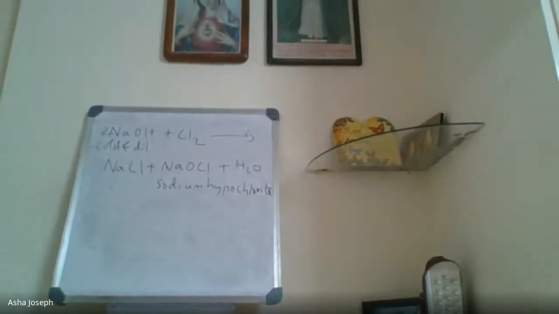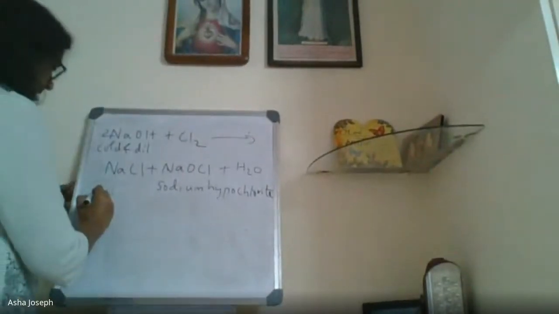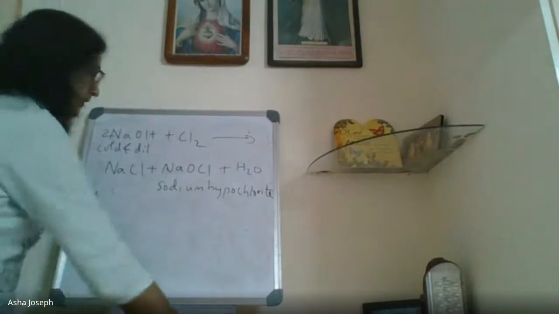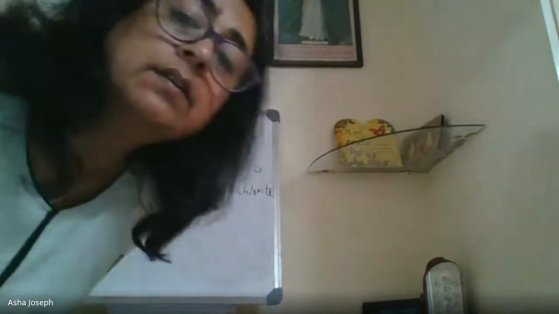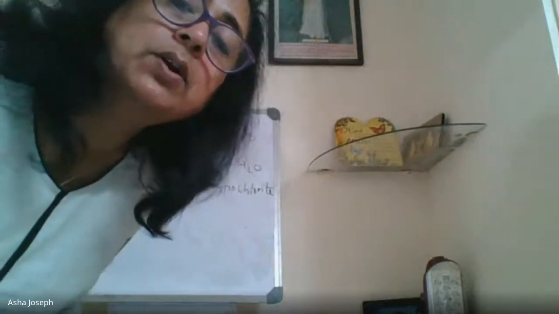Done. So the next one, isn't it easy? So the next one we will write. This is NaOH; this I will rub off. You can see this part clearly, the bottom part of the board.